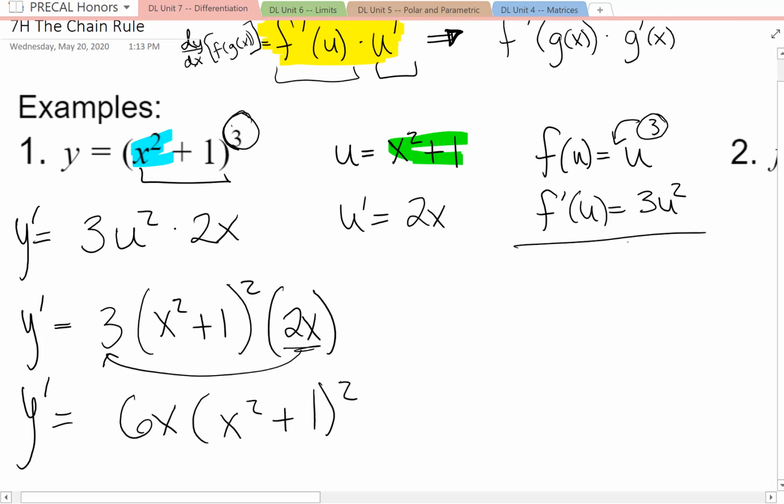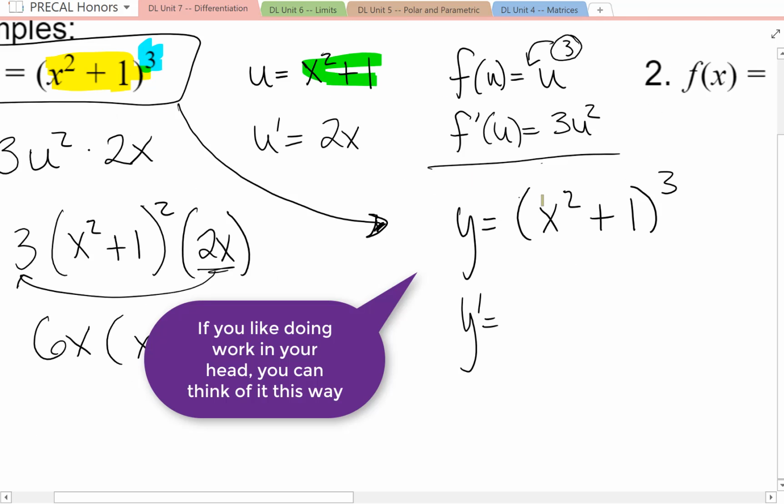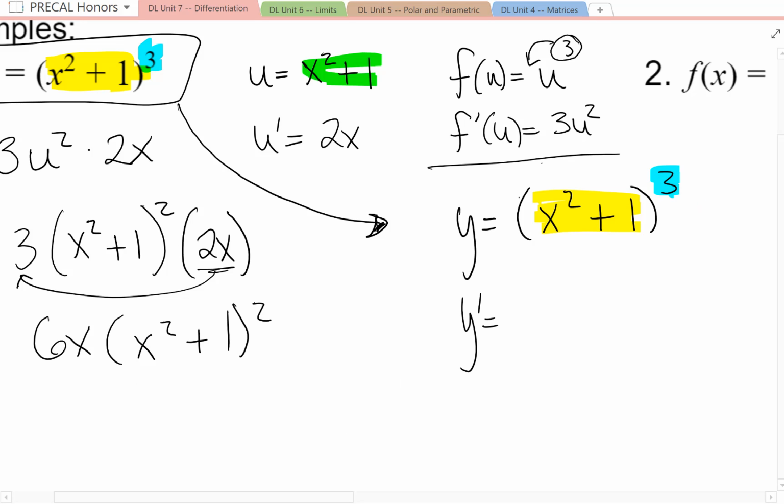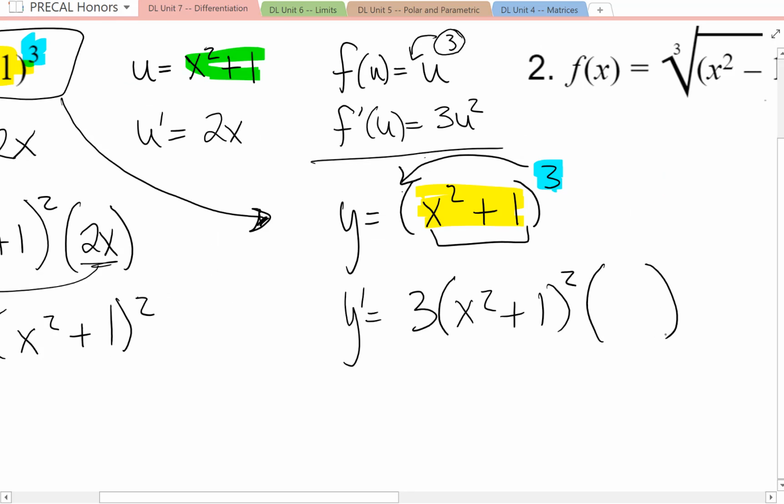Now, that may have seemed a little bit complicated with all of the moving parts. I just wanted to show you how you could break it down bit by bit. I know my inside function is x squared plus 1. I know my outside function is that quantity being cubed. The chain rule is the derivative of the outside times the inside times the derivative of the inside.